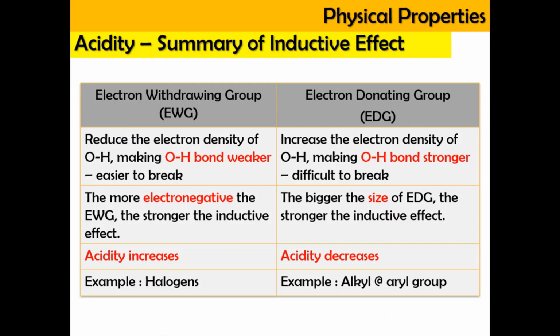And here is the summary of the inductive effects that I've taught just now. You can read this by your own. Okay, examples of electron withdrawing groups are halogens, for example chlorine, bromine, or fluorine. Meanwhile, electron donating groups can be alkyl or aryl.